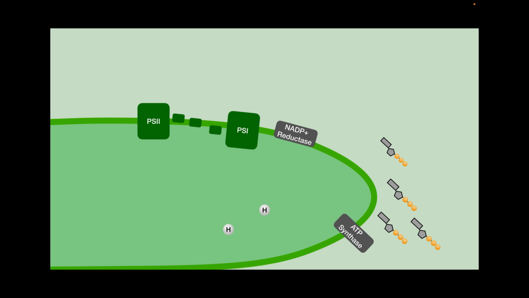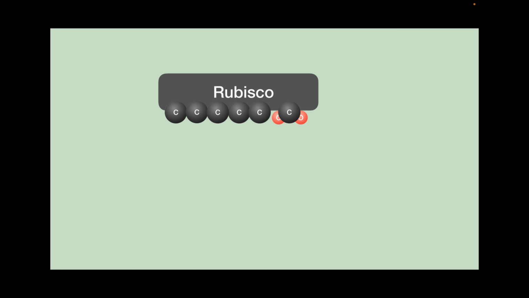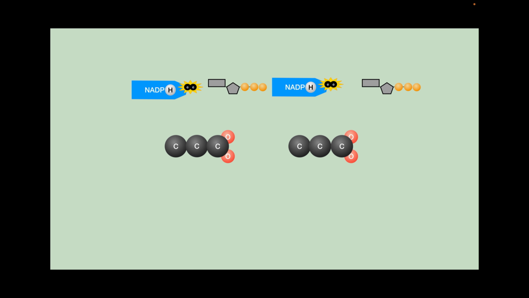The NADPH and ATP produced by the light-dependent reactions are involved in the other portion of photosynthesis, light-independent reactions, aka the Calvin cycle. The Calvin cycle starts with a 5-carbon sugar, ribulose biphosphate, RuBP. Rubisco, an enzyme, and CO2 come together with RuBP, a process known as carbon fixation. This leads to the formation of a 6-carbon sugar that rapidly degrades into a pair of 3-carbon sugars, known as 3PG. The NADPH and ATP from the light-dependent reactions are used to reduce 3PG into G3P.